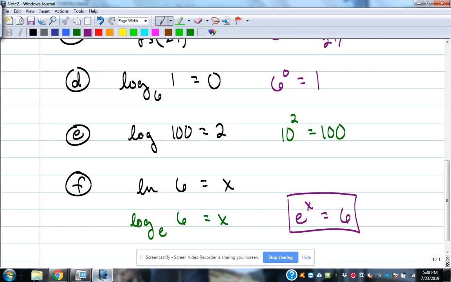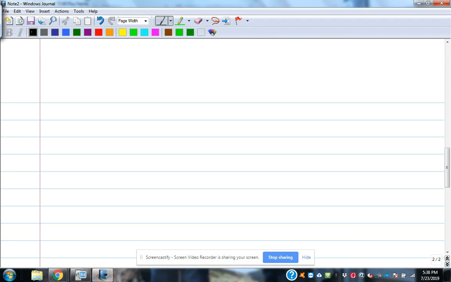So taking a logarithmic statement and rewriting it as an exponential is what we were doing there. So let's go the other direction, and let's rewrite each exponential as a log.